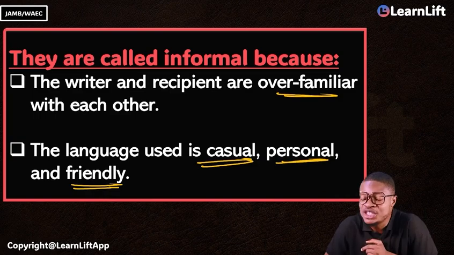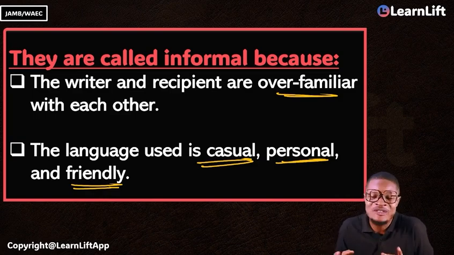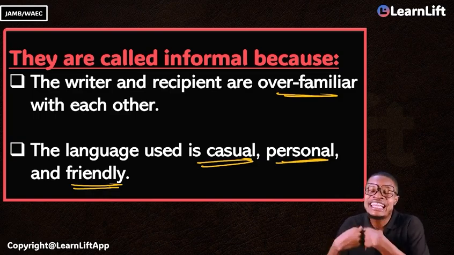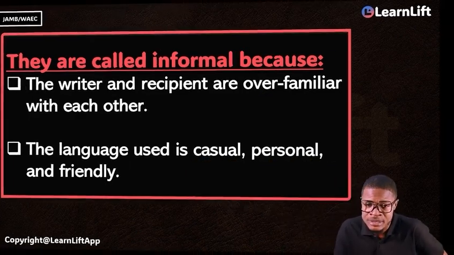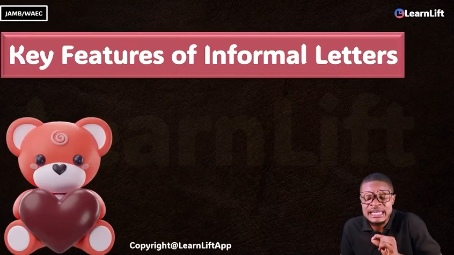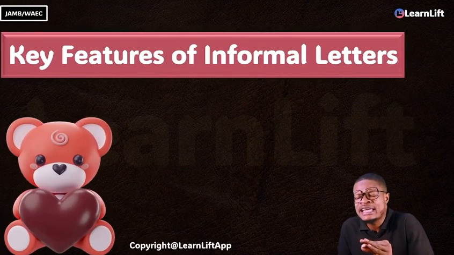Now, like your G, you're writing a letter to your G. What kind of letter is that? Informal letter. The language that is used there is casual. It is personal. It is what? Friendly.